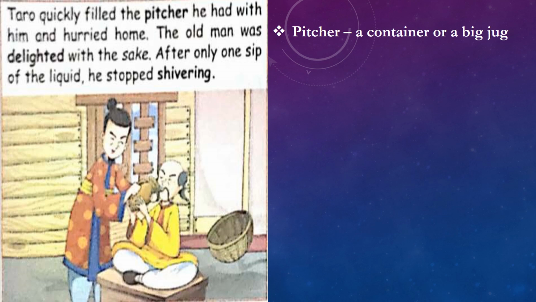So Taro quickly filled the pitcher he had with him and hurried home. Hurried means when you are in a great hurry, when you rush towards something. So he did it in a great hurry because he was so happy that he got the sake and he can fulfill the wish of his father. So when he reached home, the old man was delighted with the sake. He just gave that particular sake to his father to drink. So the old man was delighted with the sake. So what is delighted?